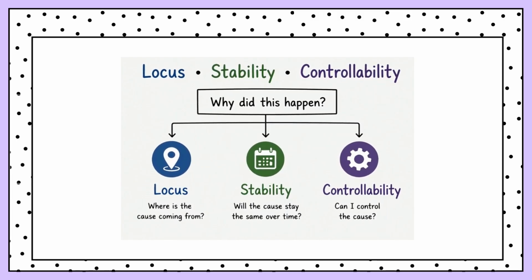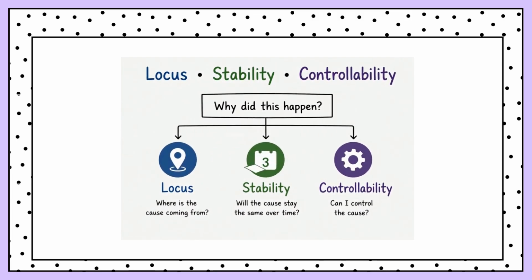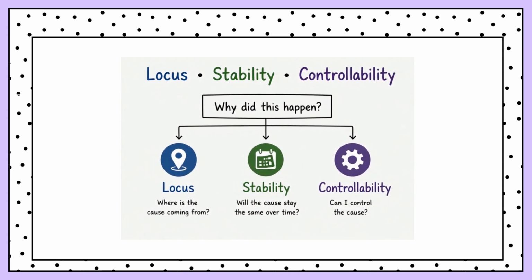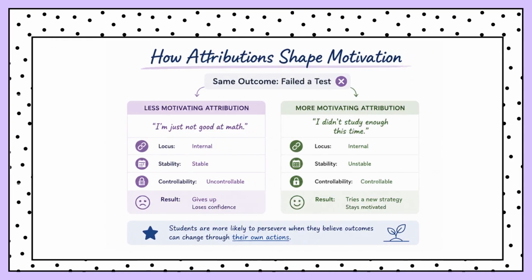These beliefs matter because they influence what students do next. Students who believe their success is connected to causes they can change are much more likely to stay motivated and keep trying. Now let's look at why these three dimensions are so important.